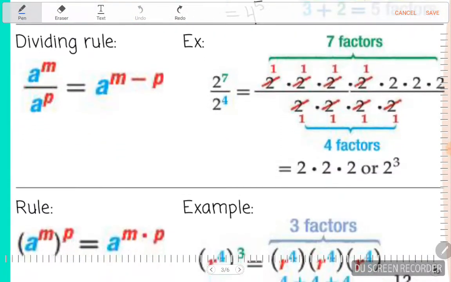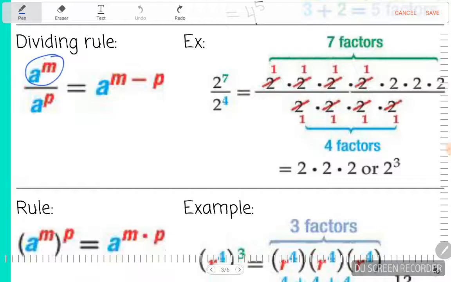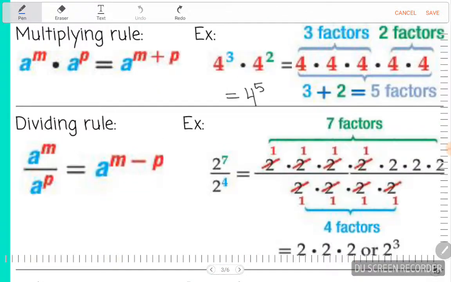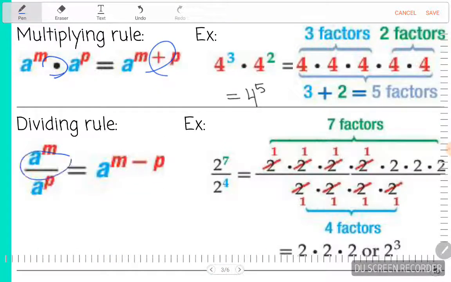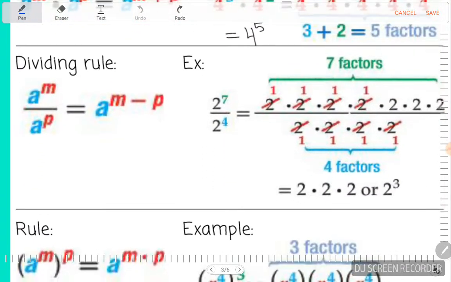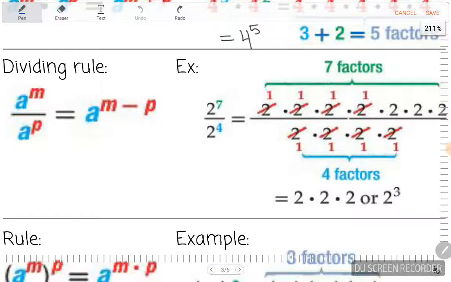For division, if we have an exponent divided by the same base with another exponent, then we can subtract. So how multiplication goes with addition, division goes with subtraction. Here's our example. We can see why it's subtraction, because things are going to cancel out. If I had 7 2's on top and 4 2's on the bottom that are being multiplied, so 2 times 2 times 2 times 2, 7 times, and then 2 times 2 times 2 times 2, 4 times on the bottom.